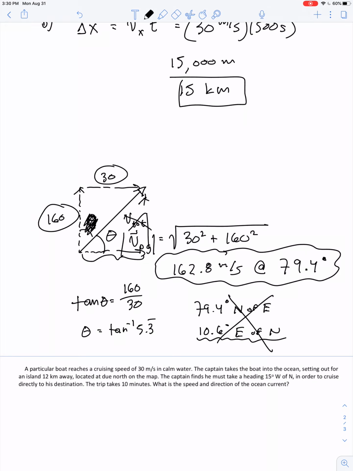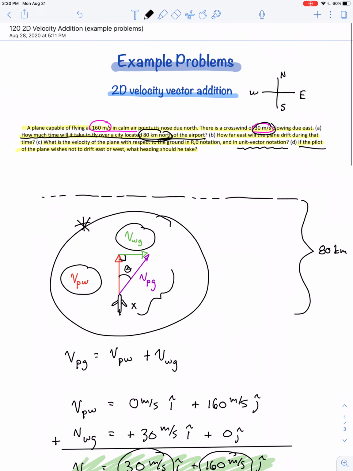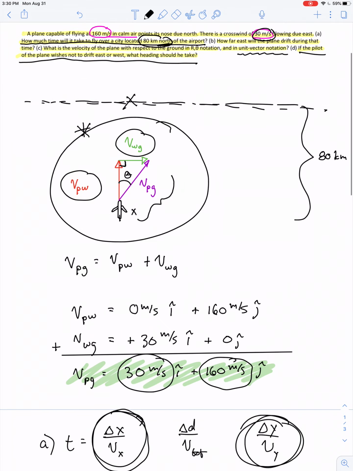Okay. So last thing, how could the pilot point the nose of the plane so that there is no drift to the east? Let's say the airport is actually located not just along a line that's 80 kilometers to the north, but is actually located due north from the destination, or the destination is due north from the origin airport.